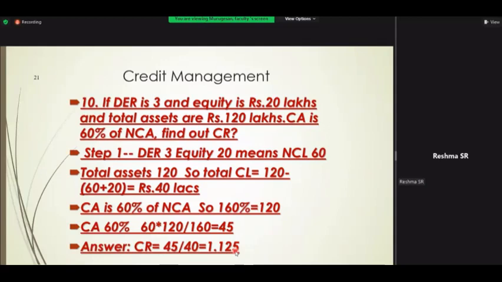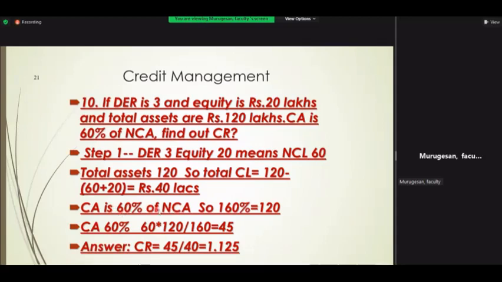Sir, instead of this 100, if we take NCA as X, suppose X. Yes, madam, here total assets are already given, so you need not take X. If it is not given, you can take it. Total assets are given as 120, but indirectly they are telling that current assets are 60% of NCA. So you assume NCA is 100, then current assets will be 60.